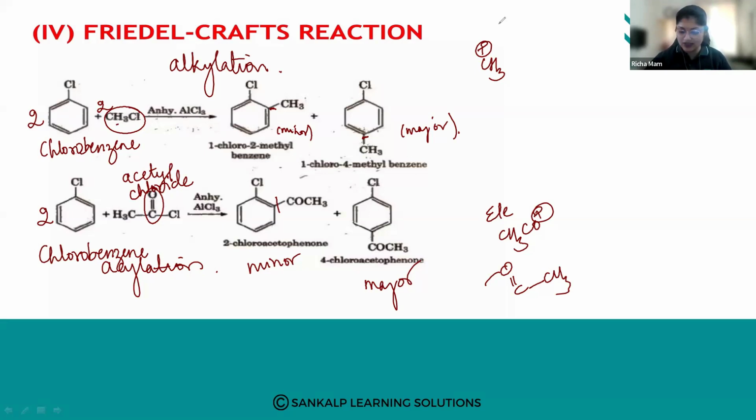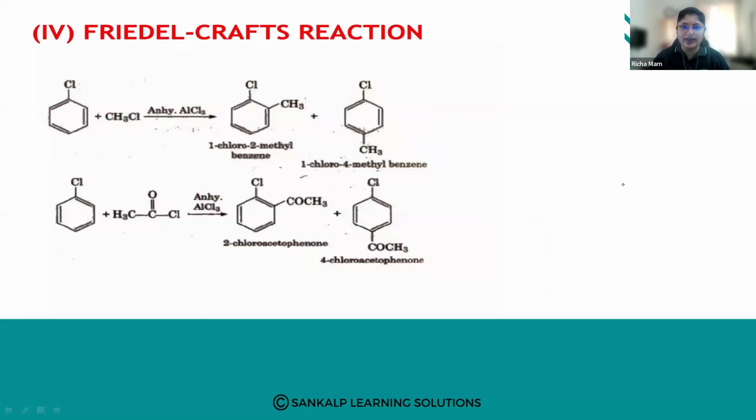Okay, simply just by looking from above, it will not help you. So from now itself, you start practicing. So these were some of the electrophilic substitution reactions.